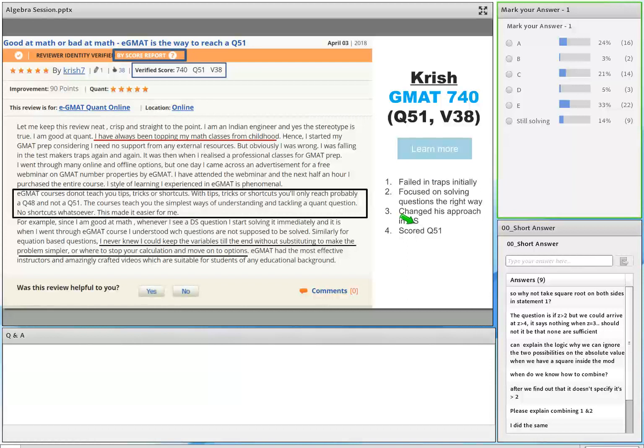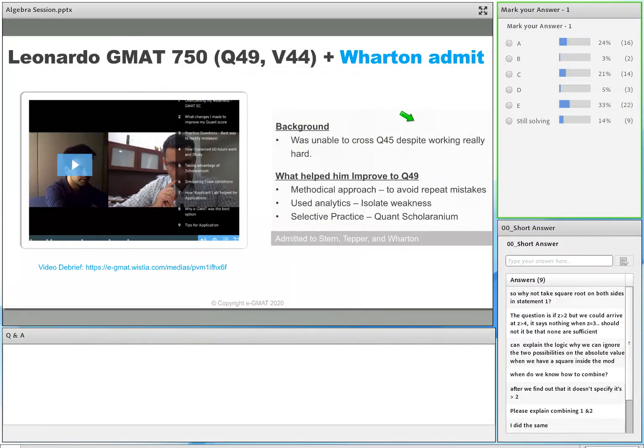He was one of them, but then he focused on solving things the right way, changed his approach, and see how he landed with the highest possible score. Why not take square root on both sides? You can't take square root on both sides because what you're thinking is that if x squared is greater than 4, then x is greater than 2. That's not true. X can also be less than negative 2.